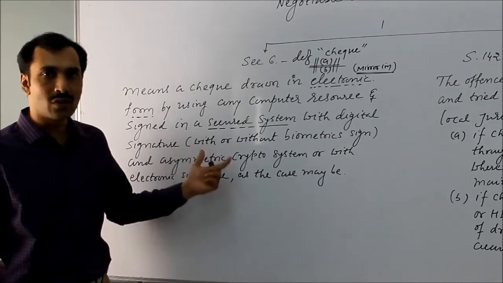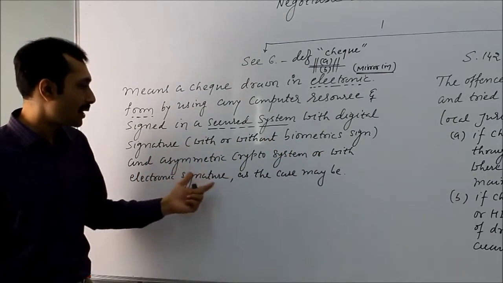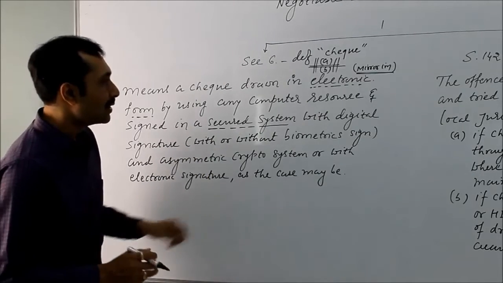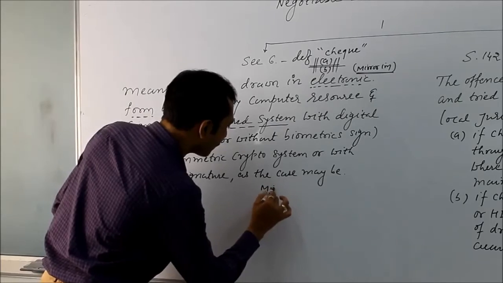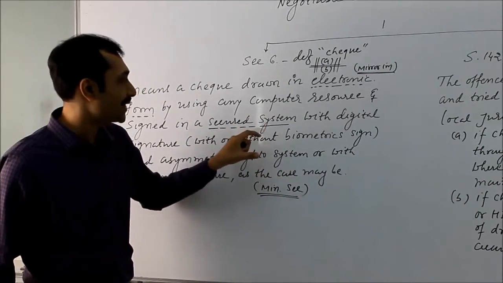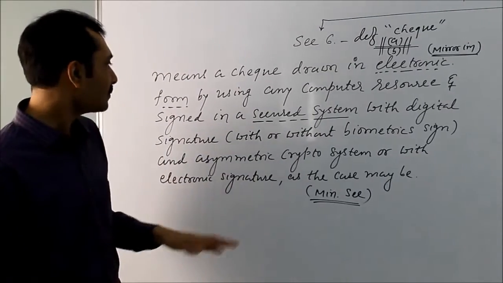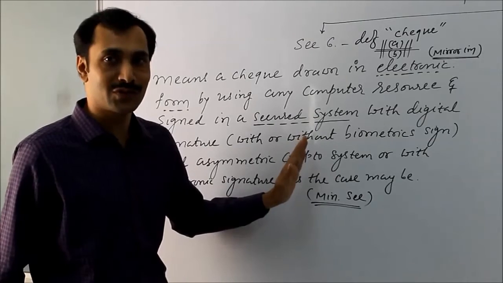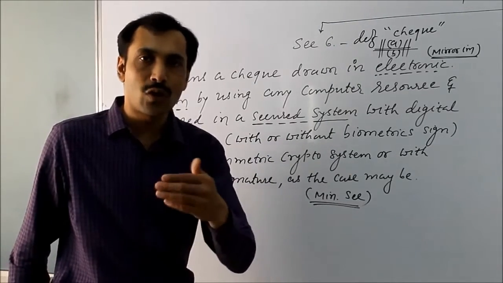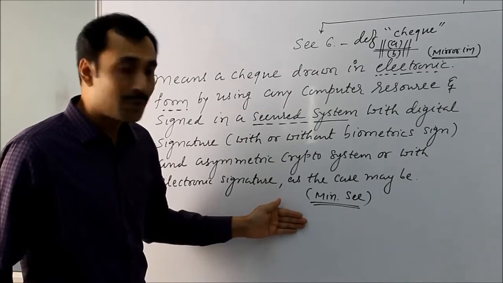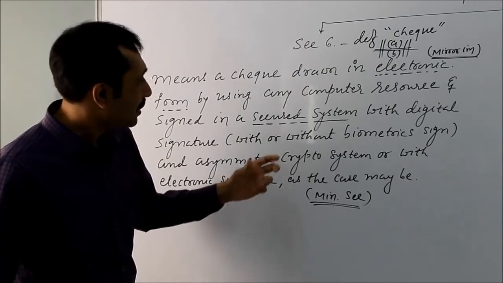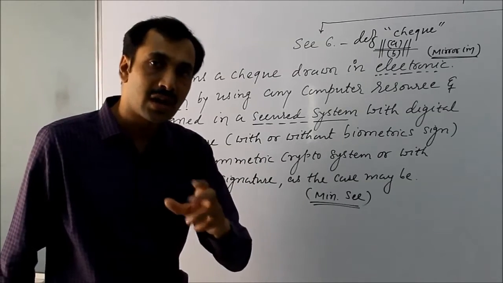with the digital signature, with or without the biometric signature, and asymmetric crypto system, or with the electronic signature, as the case may be. Earlier it used to provide that it should have been signed with the minimum security standard. Now it provides the standard of security for the purpose of signature. It says that it should be signed with the secure system, not with the minimum security or minimum standard of a signature. From an academic perspective there is no major change, but from the technical and practical point of view there will be a great change. This shift indicates that the legislature is concerned about security.